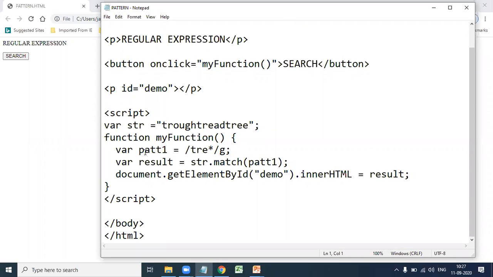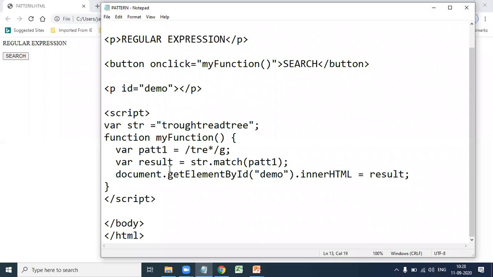Here var pat1 equal to, the pattern is tre star, TRE star. The meta character is the star. And here G means it takes all the matches, it performs a global match, finds all the matches. So the pattern is tre star.